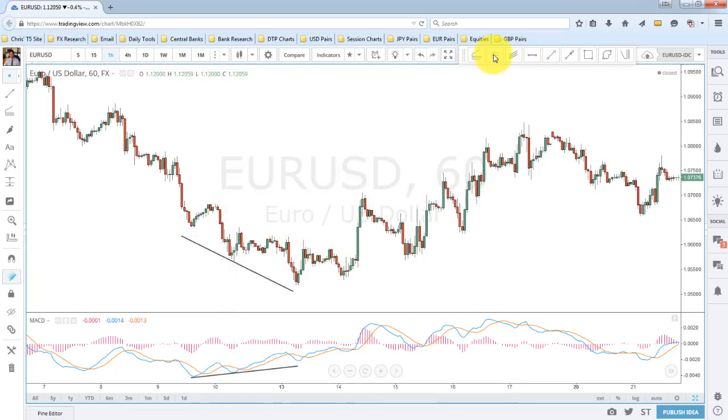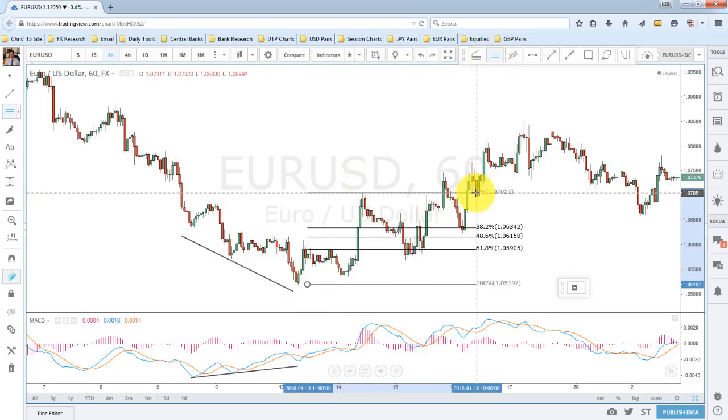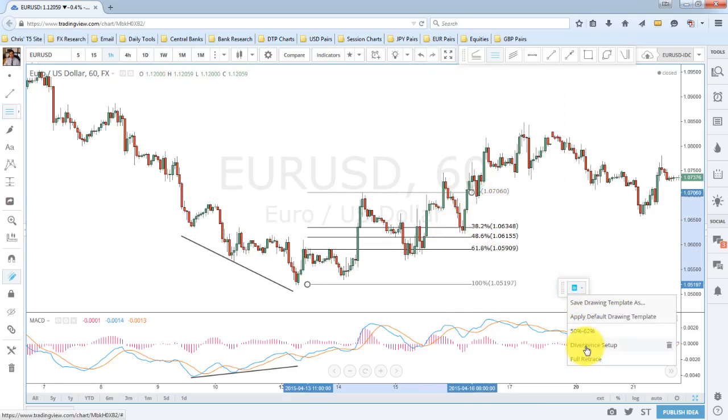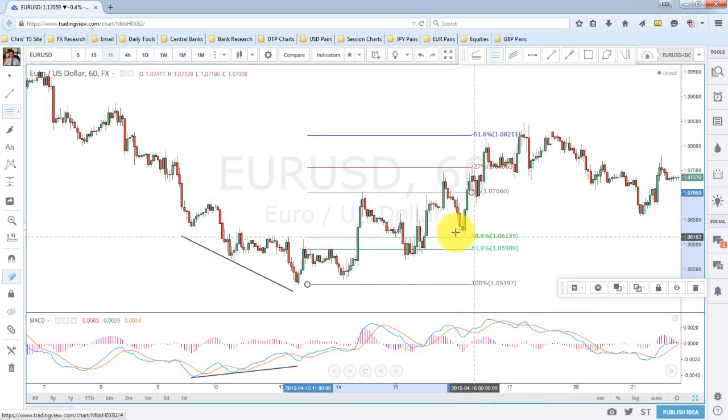So what we're going to do is take our Fibonacci retracement tool, and I actually have a template set up specifically for this setup. So I'm just going to switch over to that. It's the divergence setup right there. But you can see it added on these extensions right here. And these are our trade targets for the divergence setup.